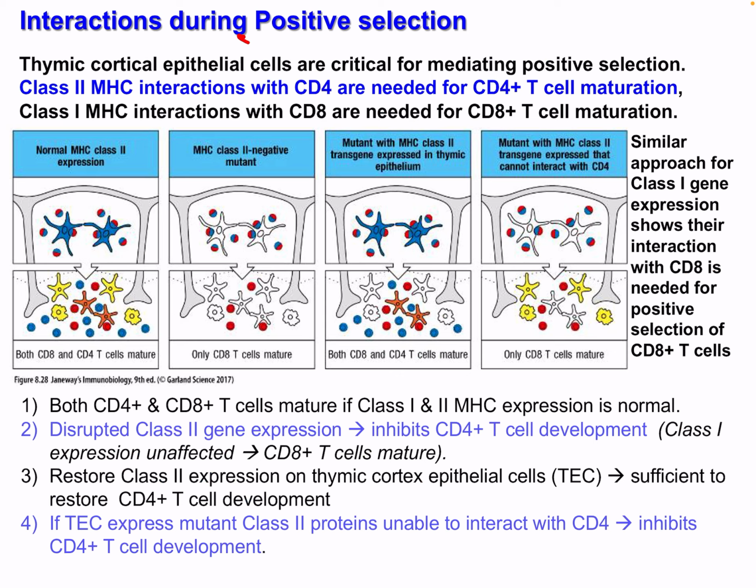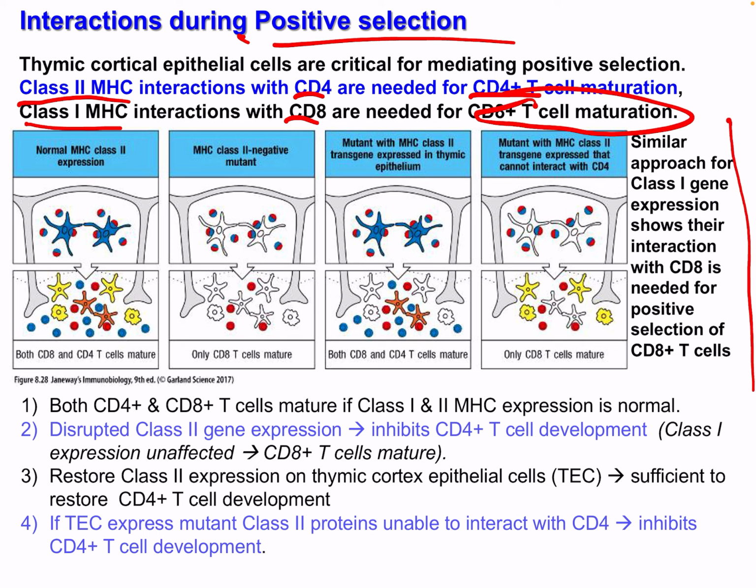So, interactions during positive selection. The thymic cortical epithelial cells are critical for mediating positive selection. Class 2 MHC interactions with CD4 are needed for CD4 positive T cell maturation. Class 1 MHC, again, is involved with CD8 for CD8 positive maturation. There's a similar approach for class 1 gene expression, which shows their interaction with CD8 is needed for positive selection for CD8 positive T cells.